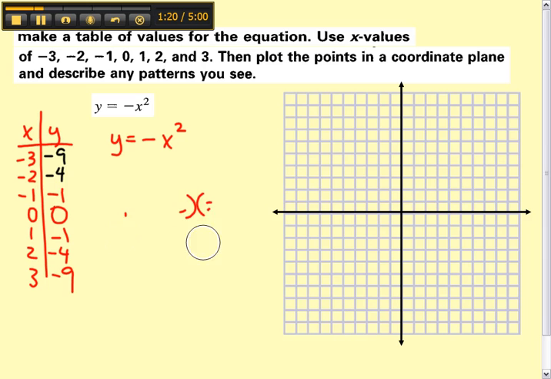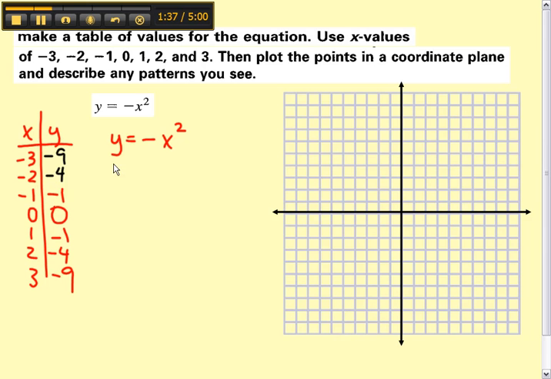Now, let me get rid of this word. How many ordered pairs do I see up here? How many ordered pairs are up here? Jack? 7 ordered pairs. They want me to plot them in the coordinate plane and describe the pattern that I see.